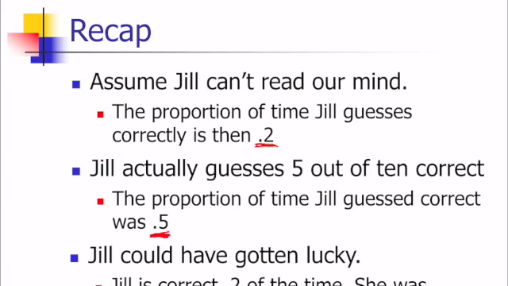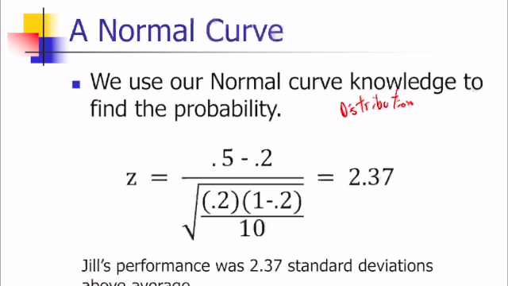And we can use our normal curve knowledge to find that probability. So what am I doing? I'm looking at a proportion distribution. This is a distribution of sample proportions. And remember that the distribution of sample proportions equation is p hat, so that's the probability we got in our experiment, minus the probability we were expecting, p, over the square root of p times q, which is 1 minus p, over our sample size, which was 10. So we're going to get 2.37.